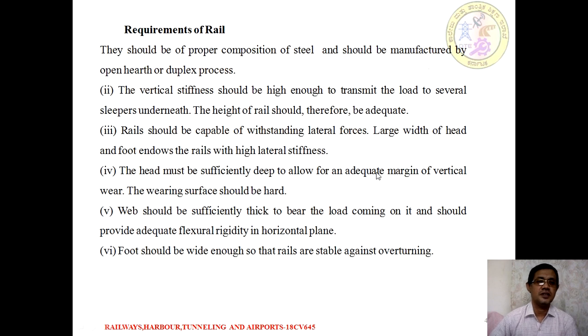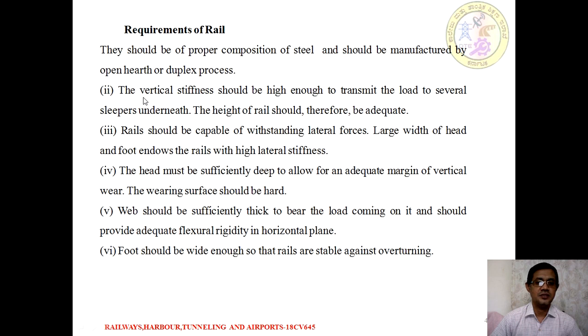Next is the requirement of a rail. As we know the functions of a rail, it should possess some qualities to survive for its function. To begin with, the rails should have a proper composition, that is, a proper carbon content, and should be manufactured using the open hearth method or the duplex process. This is with respect to manufacturing.